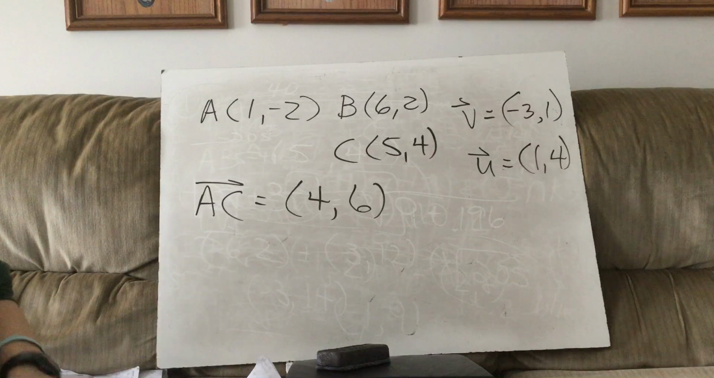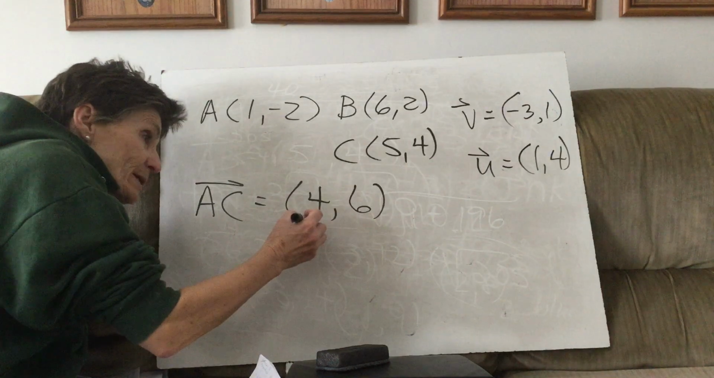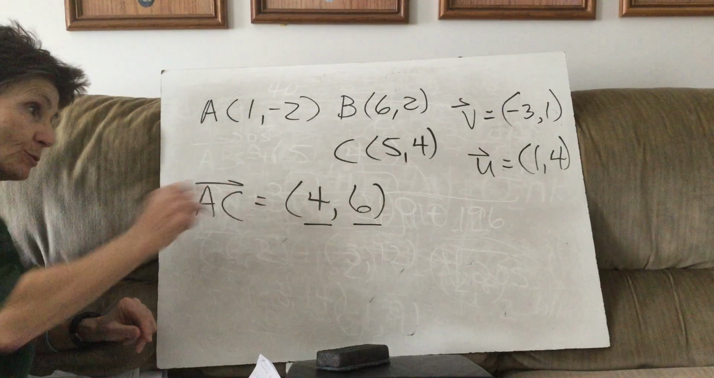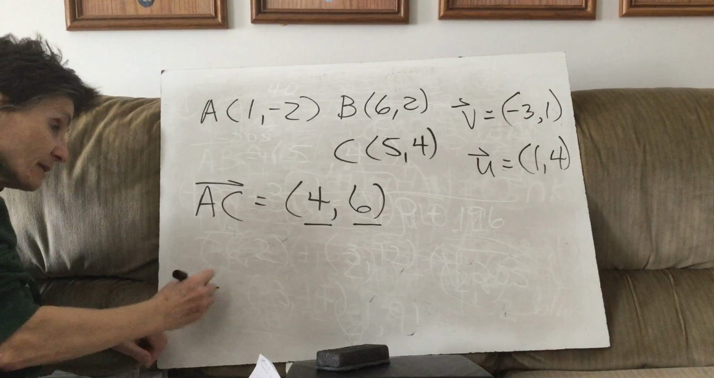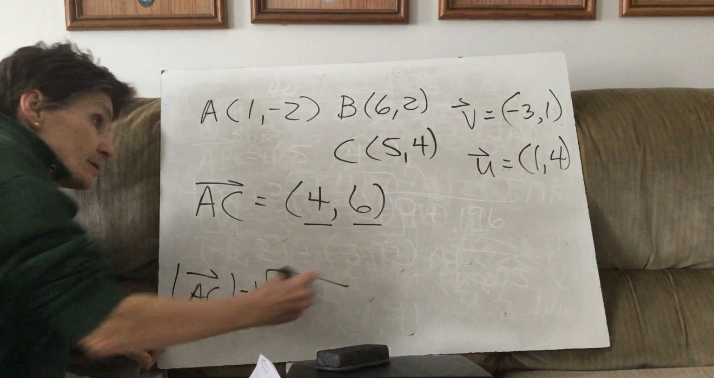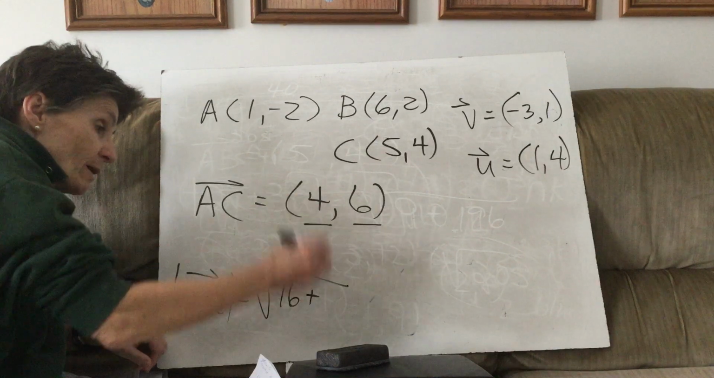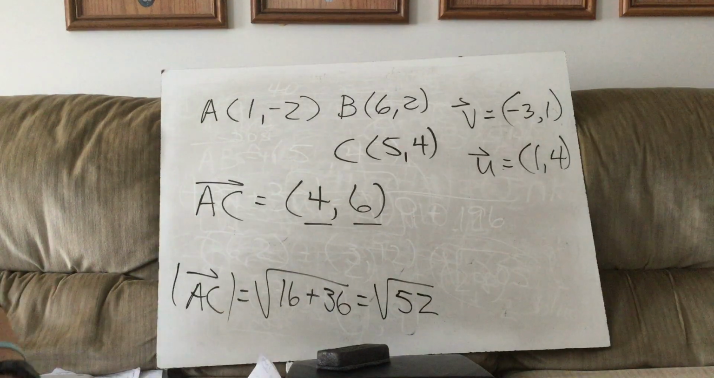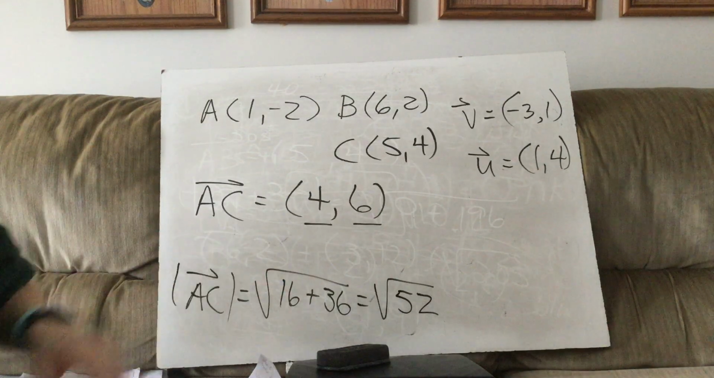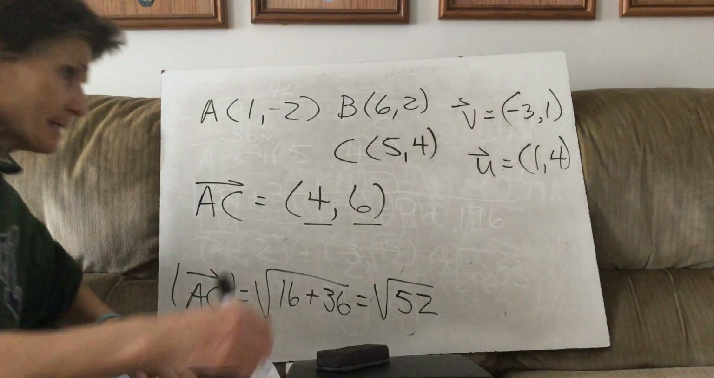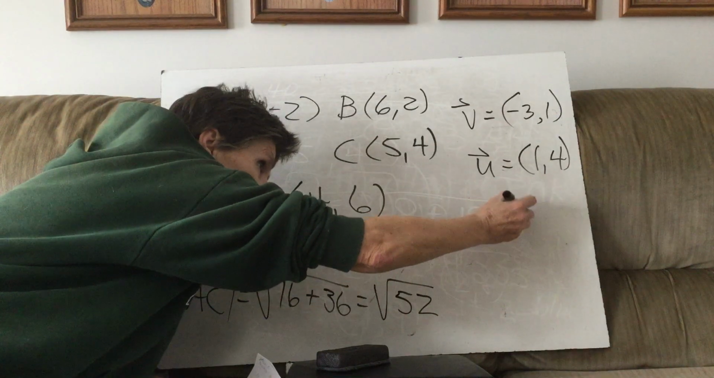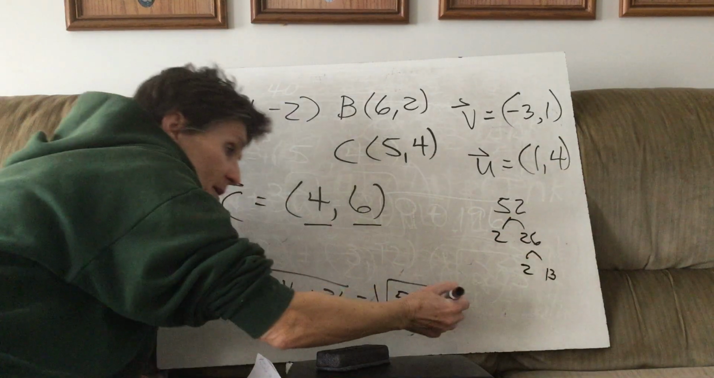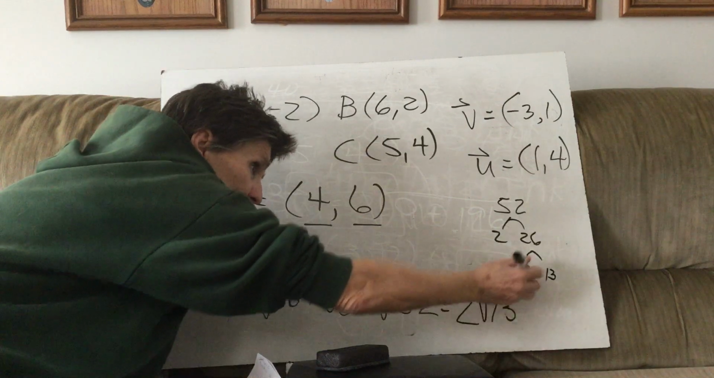Now, to make it a unit vector, remember, you're going to have to divide each of these numbers by the magnitude of the vector. So let's find the magnitude of the vector. So we square the first one, square the second one, add them together and take the square root. So 16 plus 36. Now, I do believe that breaks down. 52 is a 2 and 26, which is 2 and 13. So this is 2 root 13.